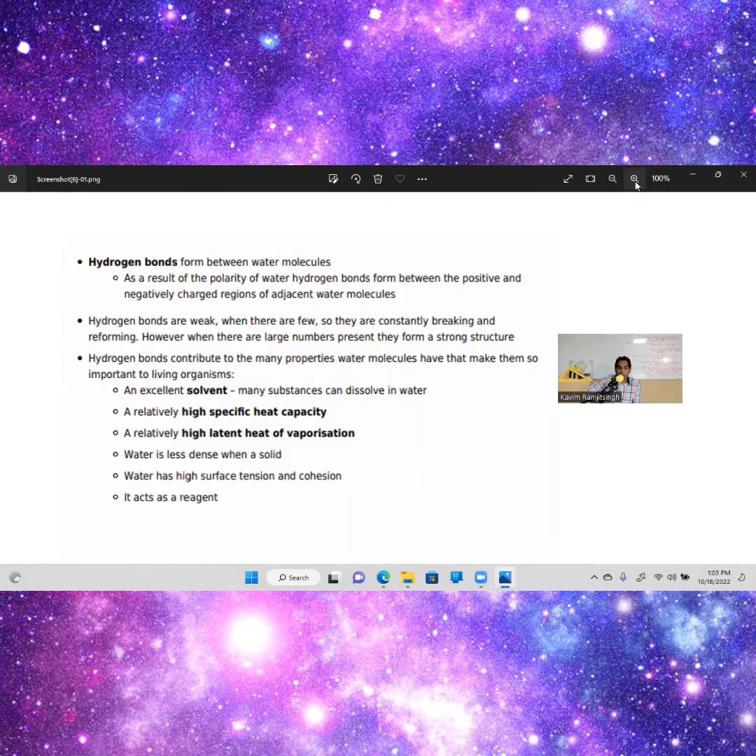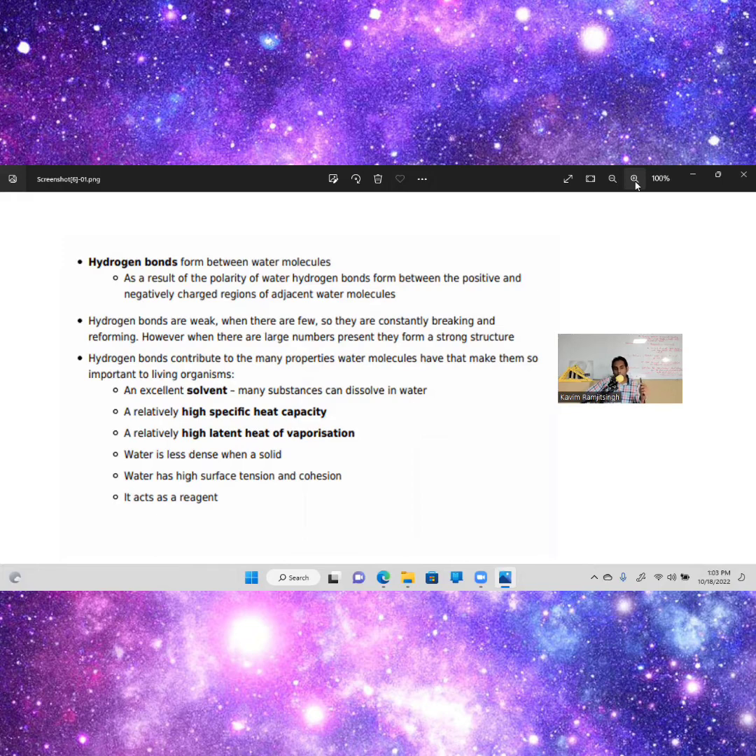Right, so hydrogen bonds, remember from CSEC chemistry, you would know that for hydrogen bonding to take place, the molecule or the compound must have an electronegative atom, lone pairs of electrons and hydrogen, right? So water could go through that. It is a good candidate for that. So hydrogen bonds form between the water molecules. As a result of the polarity of water, hydrogen bonds form between positive and negatively charged regions of adjacent water molecules. So if we have a beaker of water, why we see that consistency is because of this hydrogen bonding between molecules of the water, right?